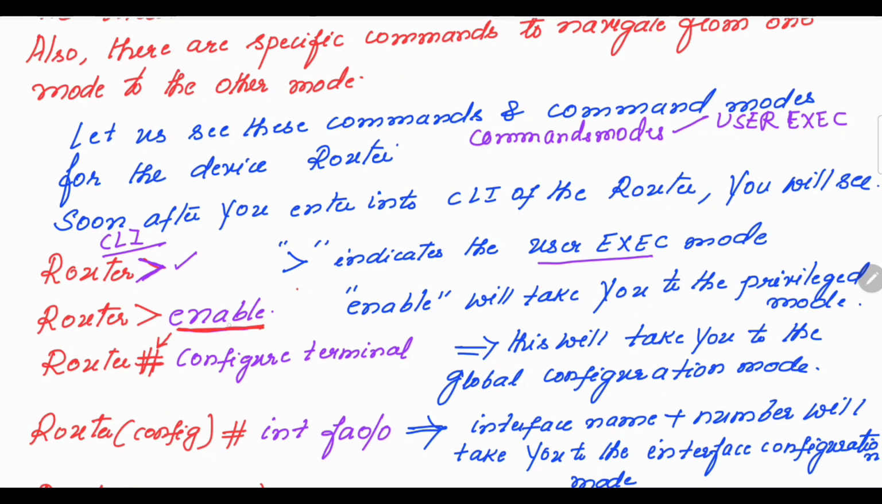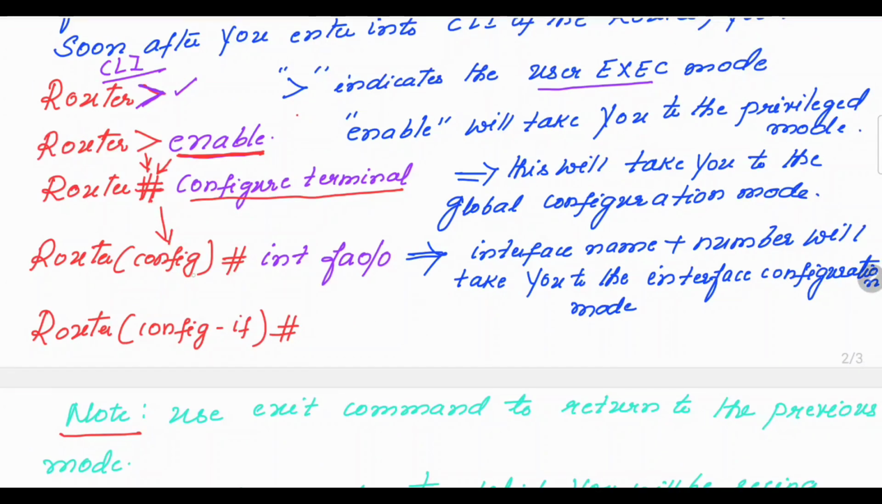So from this mode you have entered into the privilege mode by typing enable. Now if you type one more command called configure terminal, you will be taken to this mode, and it is called the global configuration mode. Under global configuration mode, once again you have different modes. One such mode is the interface mode. You type the command interface, in short int, followed by the interface number, and you will be taken to config-if, that means config interface mode.